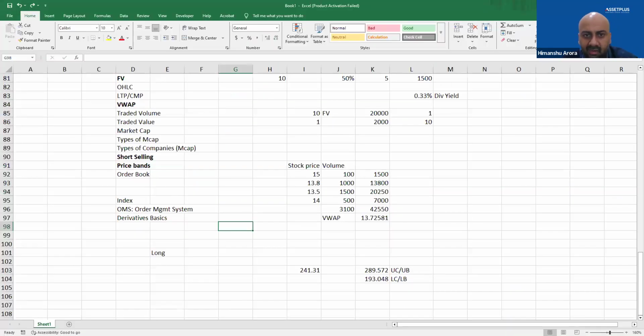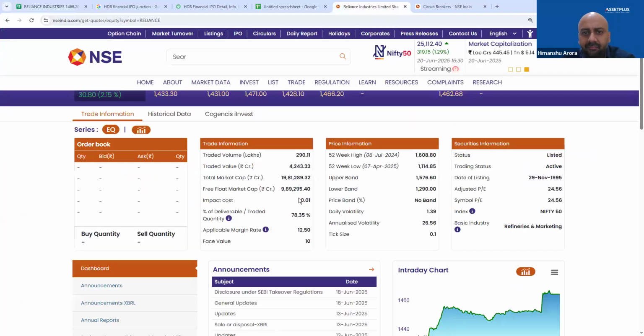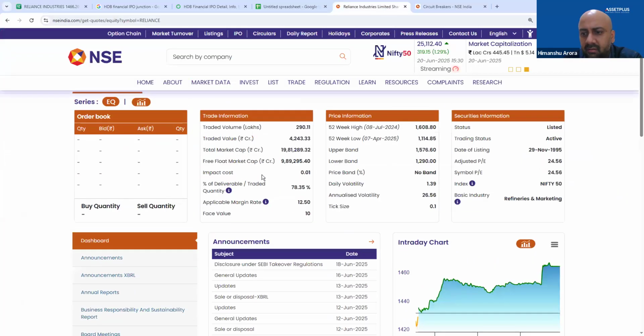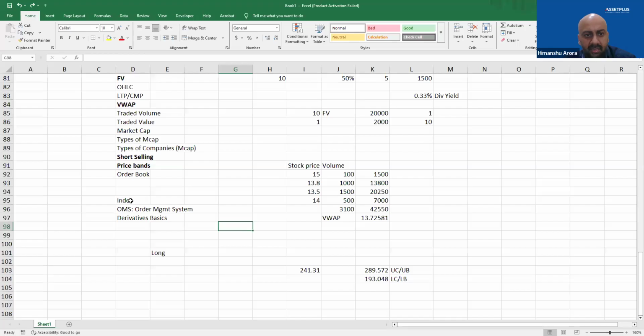Order book. Last topic in this section. Then we'll be starting with index, and then first we'll be talking about the derivatives. Order book.